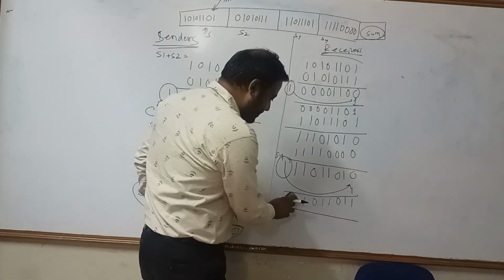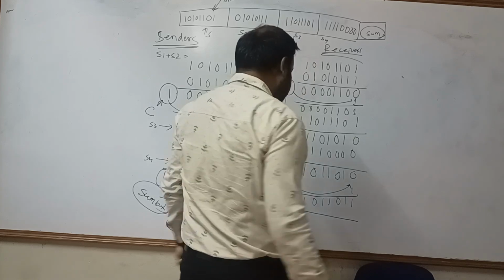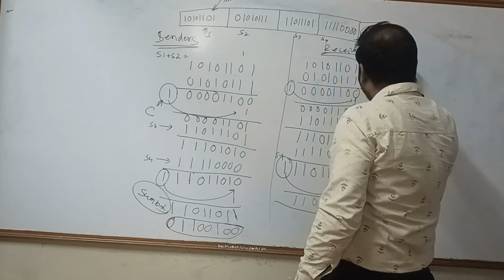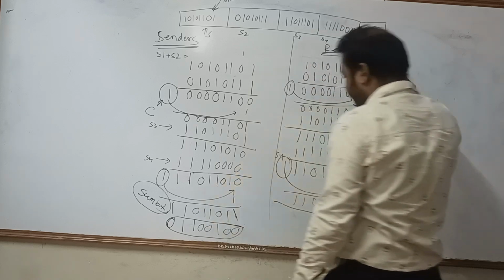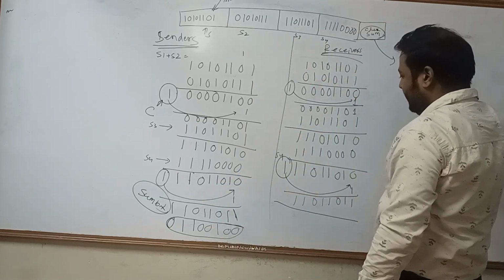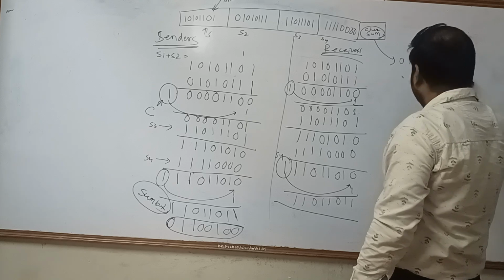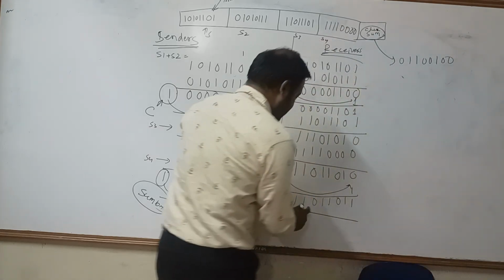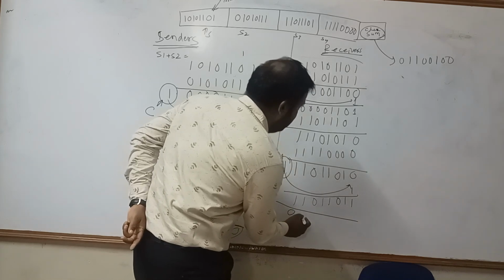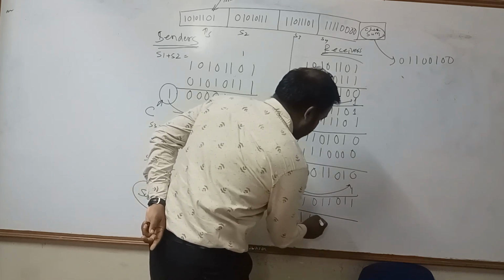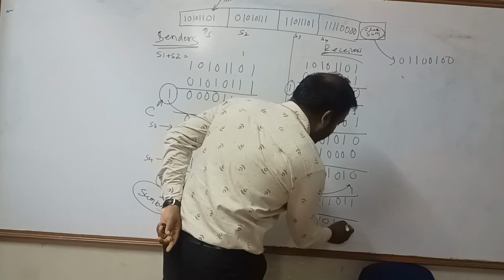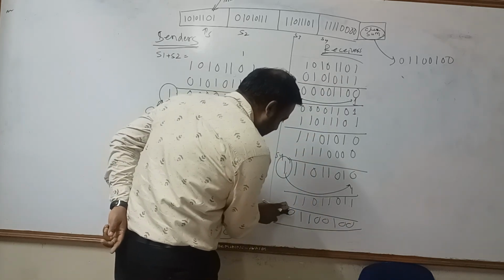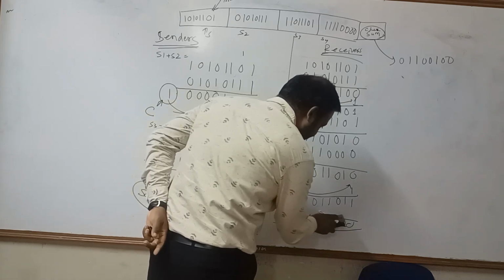Now the final summation is 1, 1, 0, 1, 1, 0, 1, 1. Now the checksum bit is that ones complement. This is 0, 1, 1, 0, 0, 1, 0, 0. This checksum will be added with this. Now we will add these two. The final summation is to be added with the checksum.